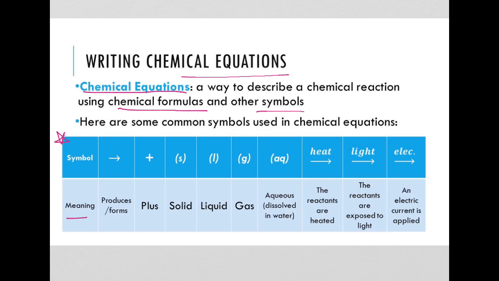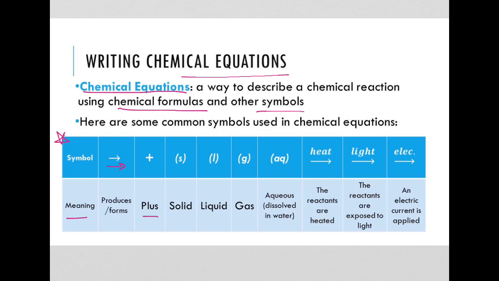This right arrow here, our first one, means that it produces or forms. And so in a chemical equation, this is what's going to separate our reactants from our products. And so in the middle there it says our reactants, and then produces our products. When we have multiple reactants or multiple products, we use this plus sign to show that there's more than one thing. This and this makes X, Y, or Z.